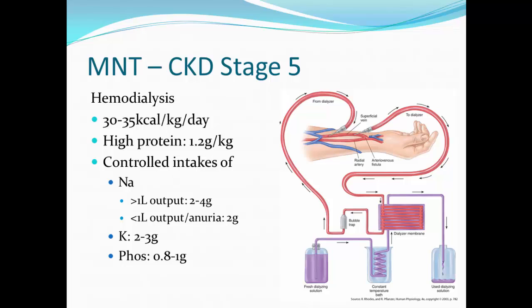Intakes of the micronutrients sodium, potassium, and phos are controlled in order to prevent excess serum values. If there's greater than a liter of output, then the patient is allowed 2 to 4 grams of sodium per day. But if there's less than a liter of output, or if the patient is anuric, then there's a restriction of 2 grams of sodium per day. Potassium restrictions are 2 to 3 grams per day, and phosphorus restrictions are 0.8 to 1 gram per day.